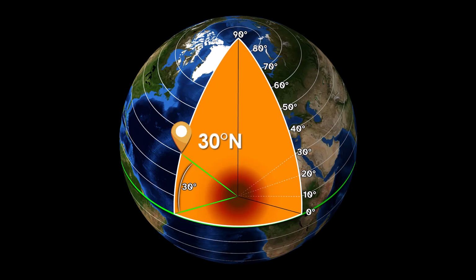Now, this is not how people actually calculate latitude in practice, but it's an example that really helps my students grasp the concept. Latitude values range from 0 at the equator to 90 degrees at the poles. So the coordinate positions of the geographic poles are 90 degrees north and 90 degrees south.